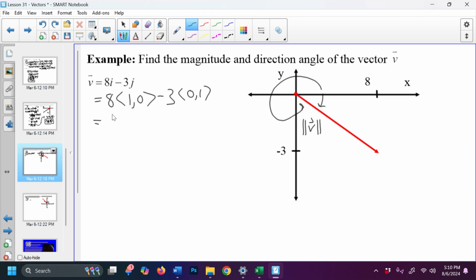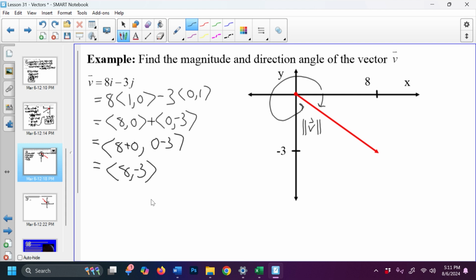And when I distribute, I get 8, 0, and then I'll distribute a negative, so I'll make this a plus in this case, 0, negative 3, and then when I add them, I would go 8 plus 0, comma, 0 minus 3, which would give me 8, negative 3. So we did a lot of work, and essentially from this point, if you see it in this form, 8i minus 3j, you can go right down to 8, negative 3 and skip all this stuff.